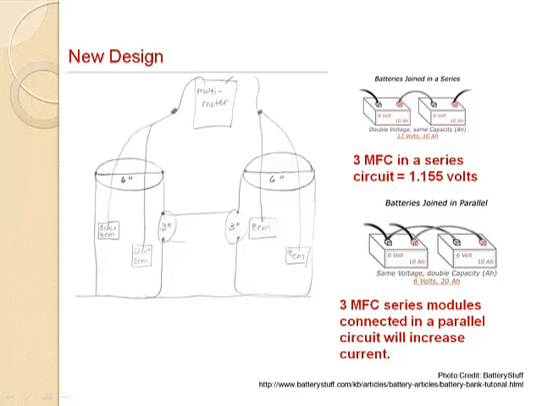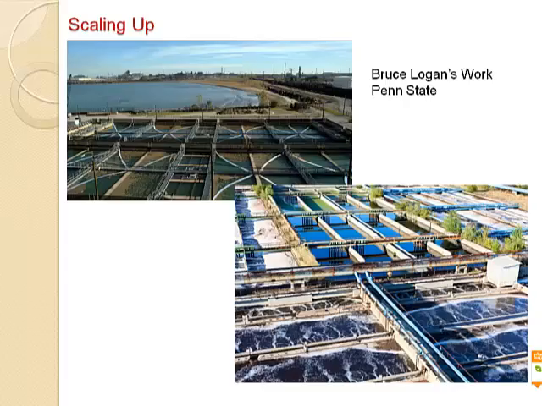I would put 3 of those together in a series, and with my 0.385 as my average for a single MFC, if I had 3 of them in a series, I would triple the volts. And I think that would be enough for us to be able to light the light bulb. And then if I had the series modules and then put them together in a parallel circuit, I would be able to increase my current. So 3 individual microbial fuel cells in a series to increase my volts, and then 3 of those to create a parallel circuit to increase the current.